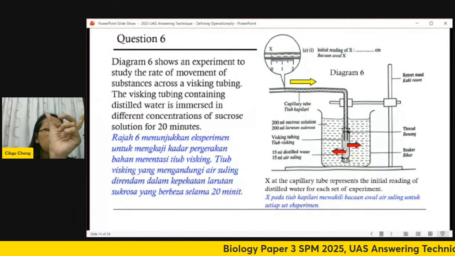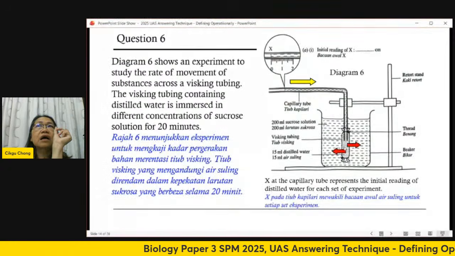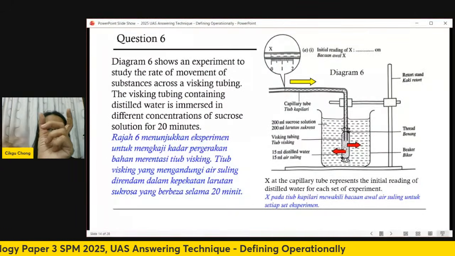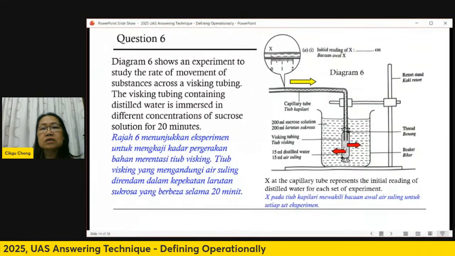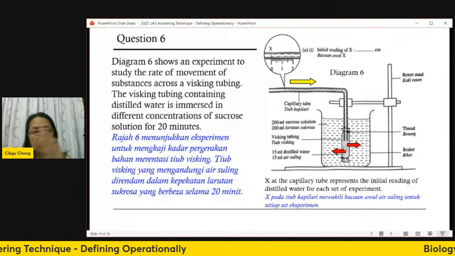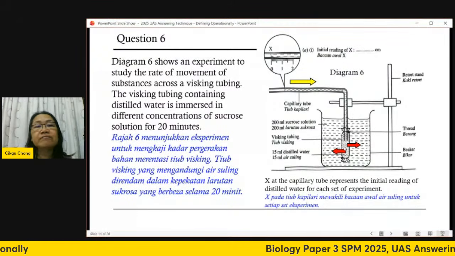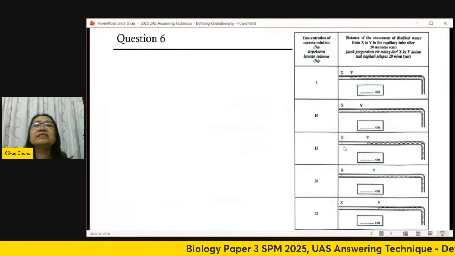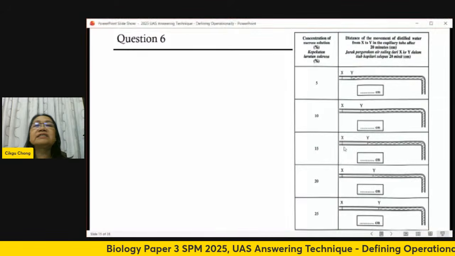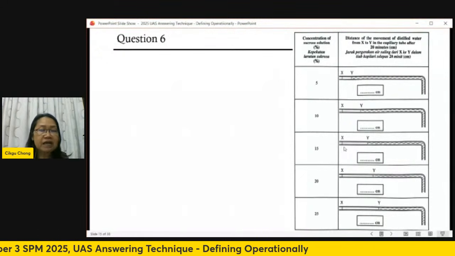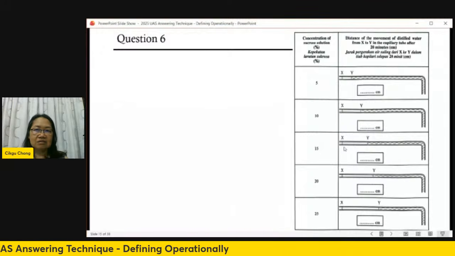So now what you need to measure is how many cm, to show how much water has moved out from the Visking tubing. Understand? So now let's say this is the reading. Like I told you again, this is from past year. They actually give you some readings already on paper. You just need to answer, you don't need to do the experiment.